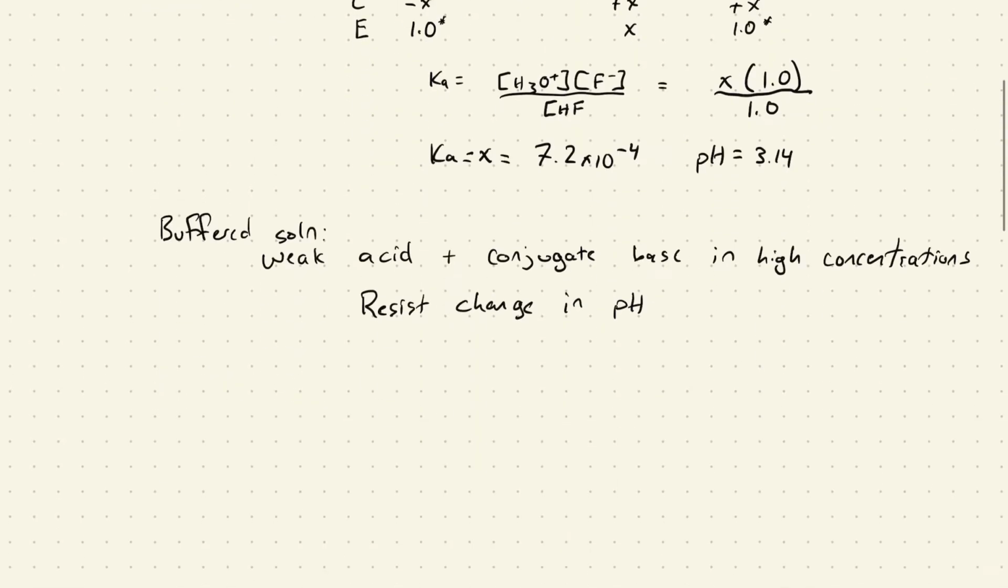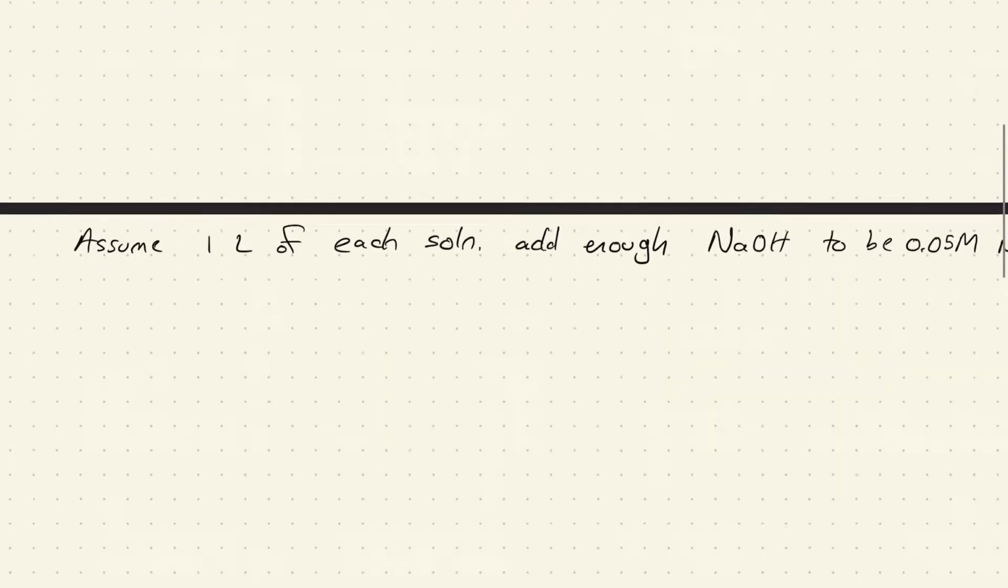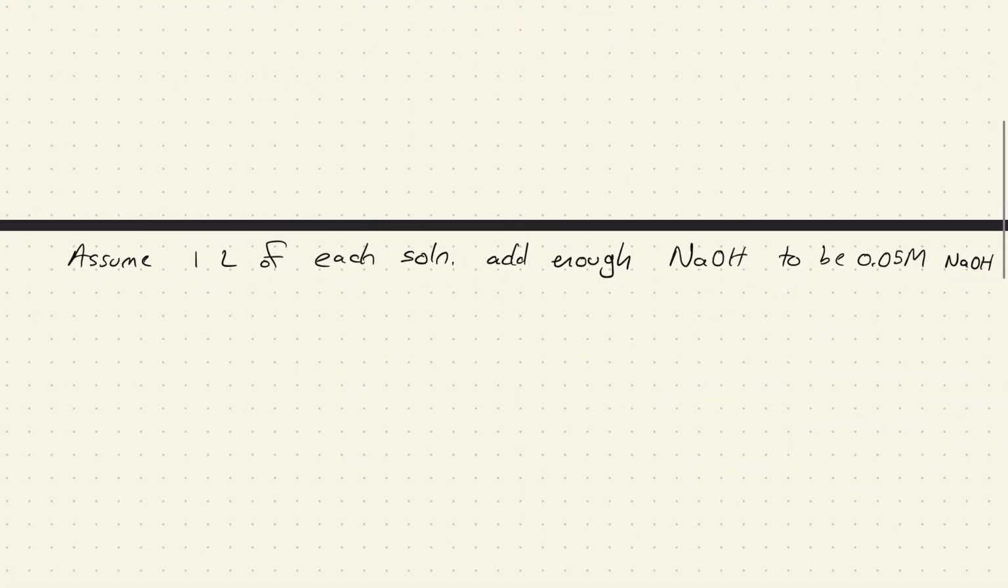Okay, so to prove that, we're going to take 1 liter of those two solutions, plus we're also going to do 1 liter of just water. And we're going to add enough solid sodium hydroxide to make a 0.05 molar solution of sodium hydroxide. Okay, so let's just start with a simple one. Let's say that we have 1 liter of water.